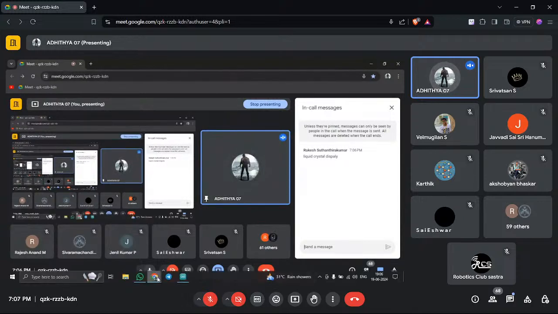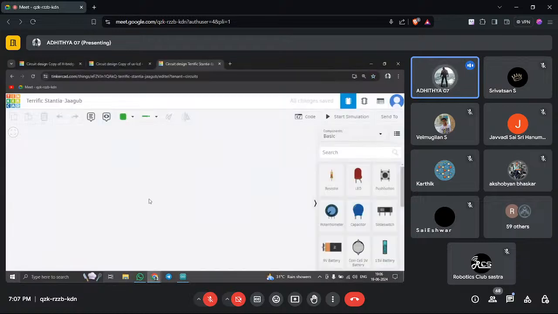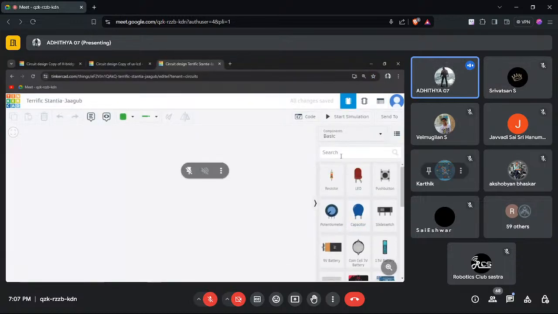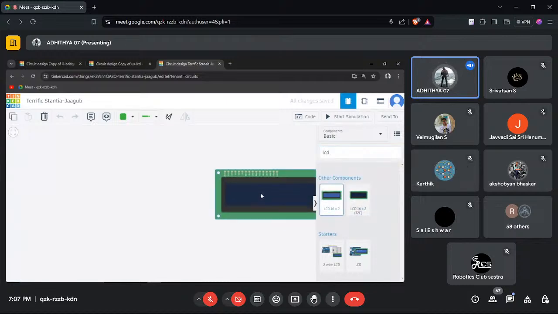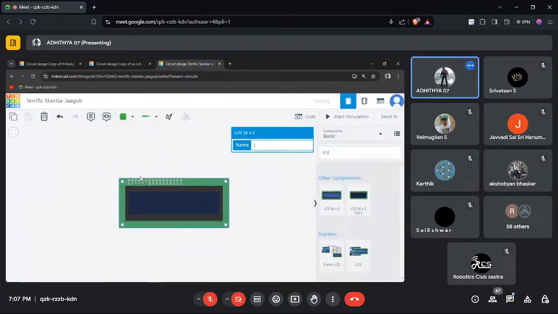So here I'll be opening my TinkerCAD. Here I'll be taking an LCD display. Here you'll be seeing two kinds of LCD display, LCD 16:2 and I2C. I'll be explaining it in a while. First, let's take the normal LCD display.